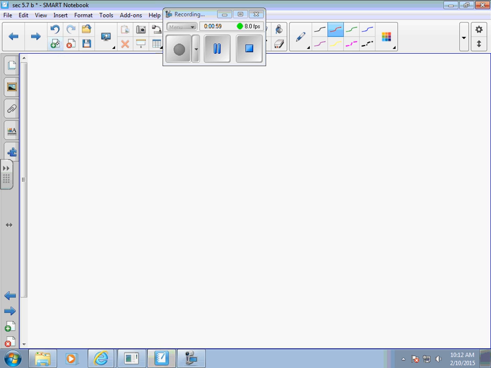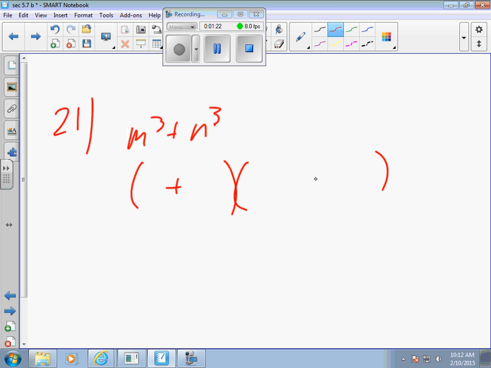Number 21, we have m cubed plus n cubed. What we have here is a letter cubed plus a letter cubed. Doesn't matter if it's a letter or a number, the process is going to be the same. We're going to have a binomial and we're going to have a trinomial. Let's start with the signs. This one's going to be the same. This sign is going to be the opposite, and this one is going to be always positive.